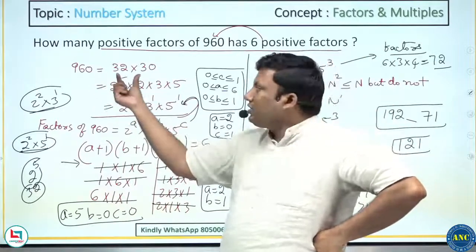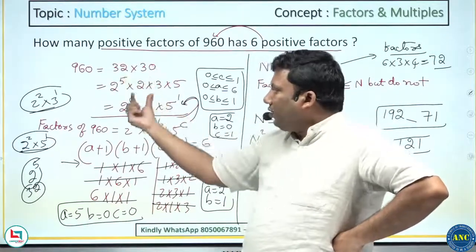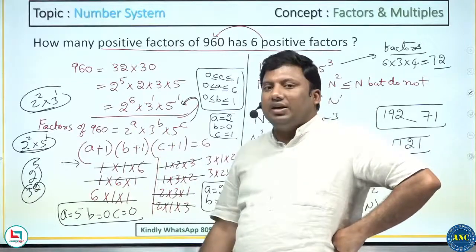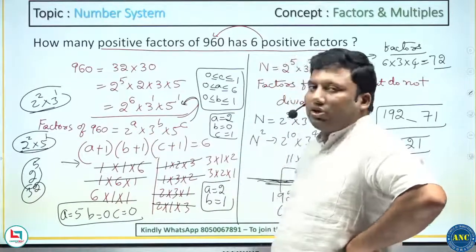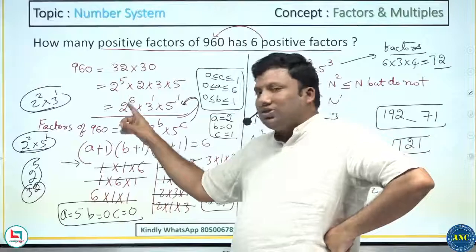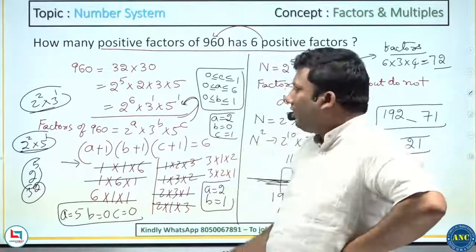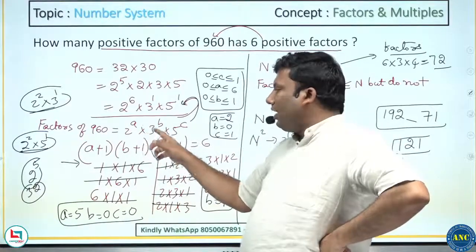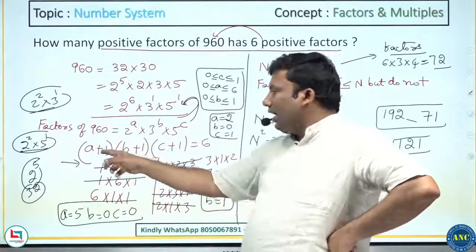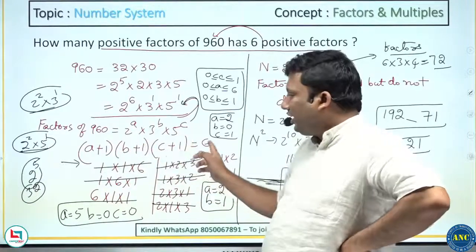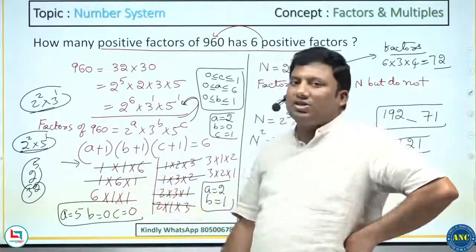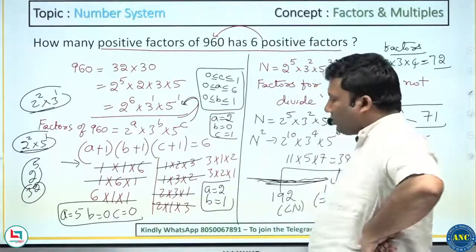960 is 2 power 6 into 3 into 5. Factors of 960 can only take powers of 2, 3 and 5: 2 power A, 3 power B, 5 power C. A plus 1, B plus 1, C plus 1 should give 6. All the combinations I took.